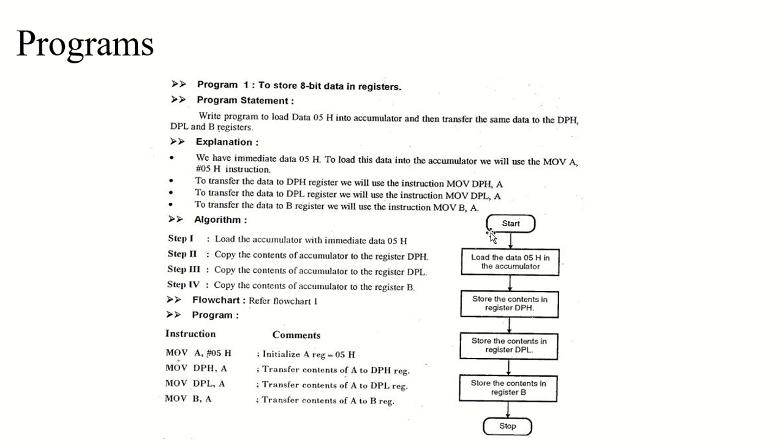Write a program to load the data 05H into the accumulator, and then transfer the same data to the register R0 of register bank 1 and register R1 of the register bank 1. Okay, so again we have to store the data 05H in the accumulator, and then this time where are we pasting this? So we are pasting in the register R0 and R1 of register bank 1.